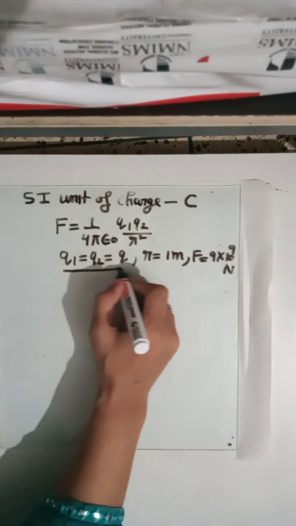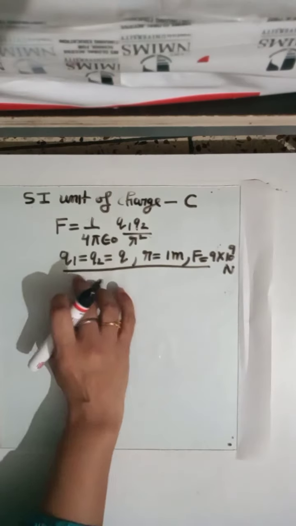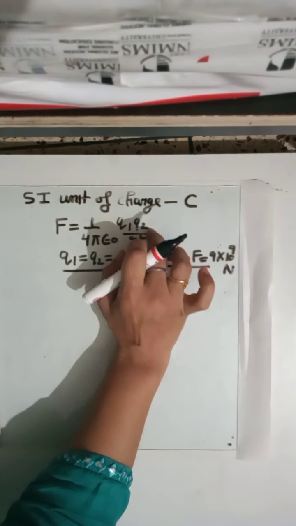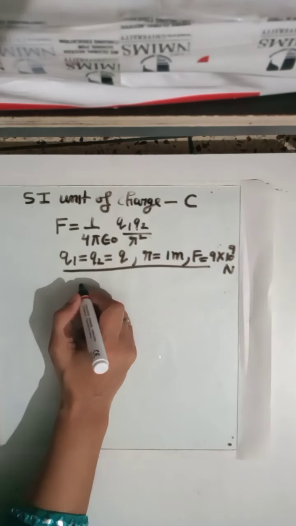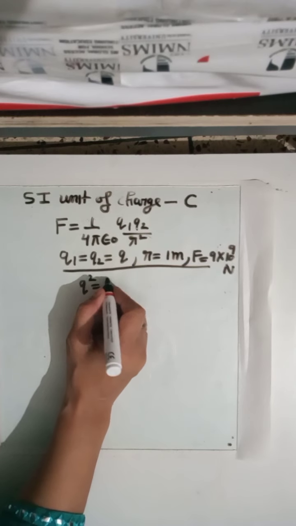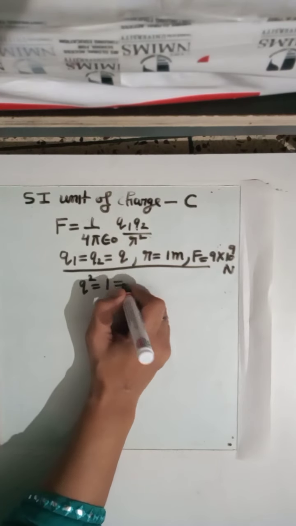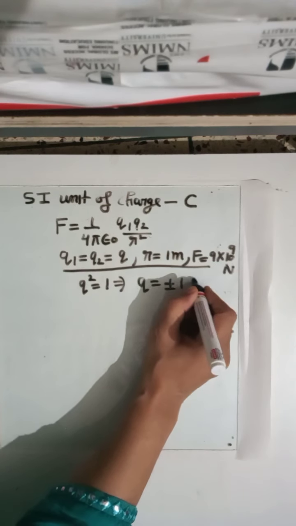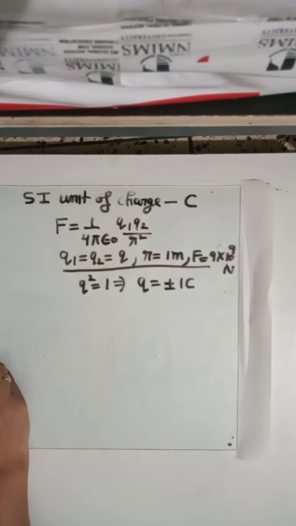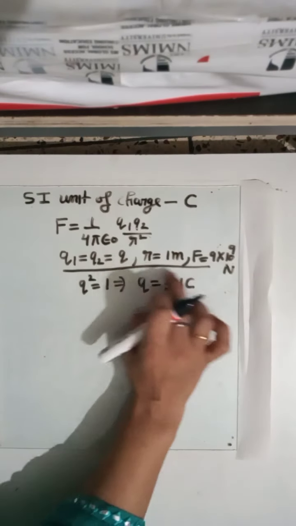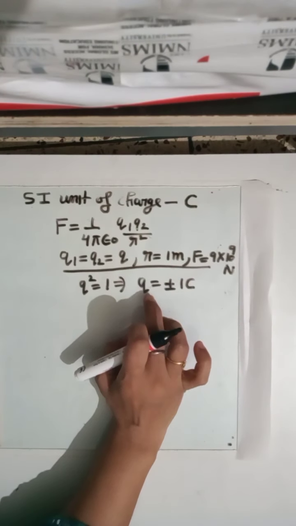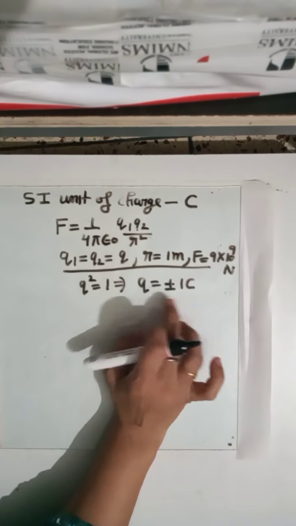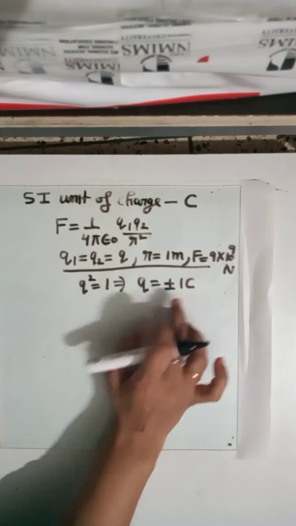If we take all these conditions and put these conditions in this equation, you will get Q square is equal to 1. By taking square roots, we get Q is equal to plus minus 1 Coulomb. That means if we take these conditions, we can define the 1 Coulomb as a unit of charge.